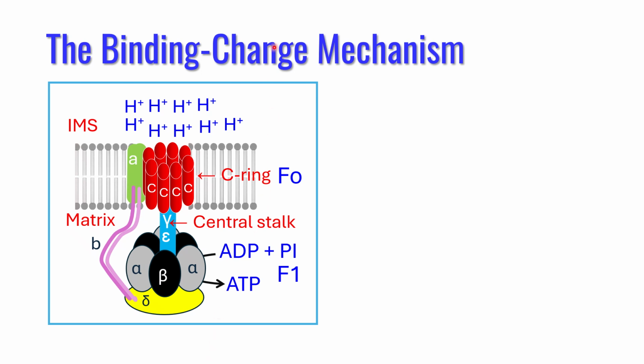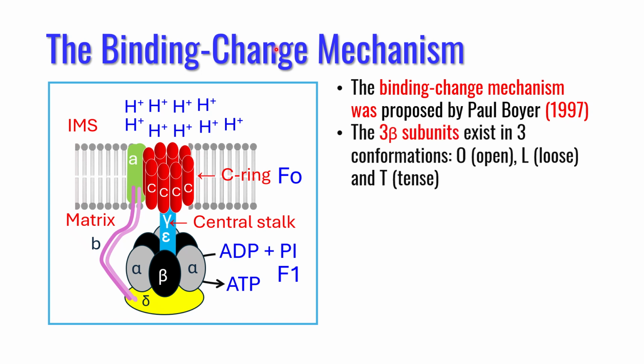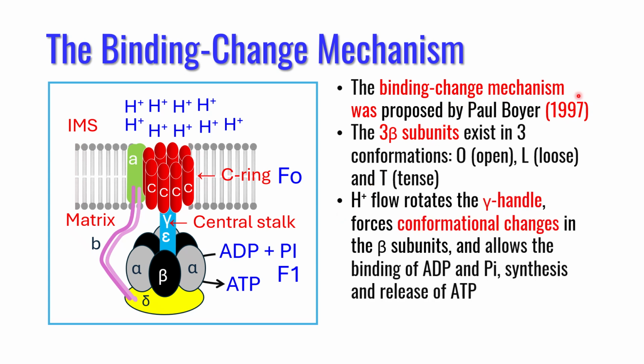By now you know the detailed structure of ATP synthase, so we should explore the mechanism by which this enzyme synthesizes ATP. The mechanism is known as the binding change mechanism or binding change hypothesis, which was proposed by Paul Boyer, who received the Nobel Prize in 1997. According to this model, the three beta subunits of the F1 head exist in three different conformations irrespective of the flow of protons or hydrogen ions.